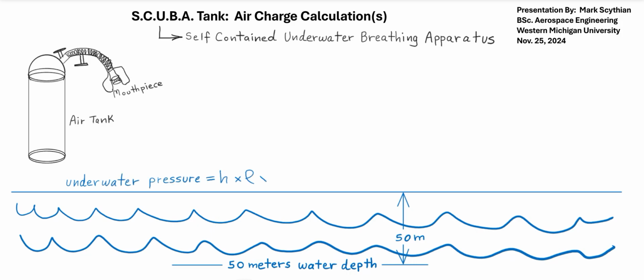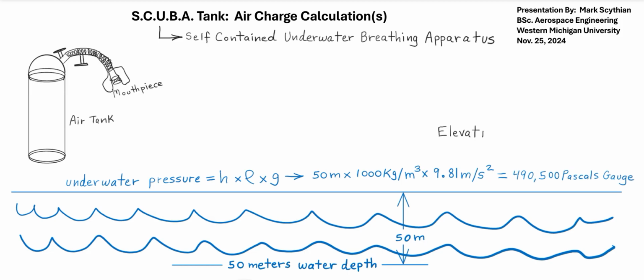depth of 50 meters. So first we have to take into consideration the underwater pressure at 50 meters of water depth. So that is H meters depth times rho water density times gravitational acceleration, and that will calculate the pascals gauge pressure exerted on the tank and the scuba diver.